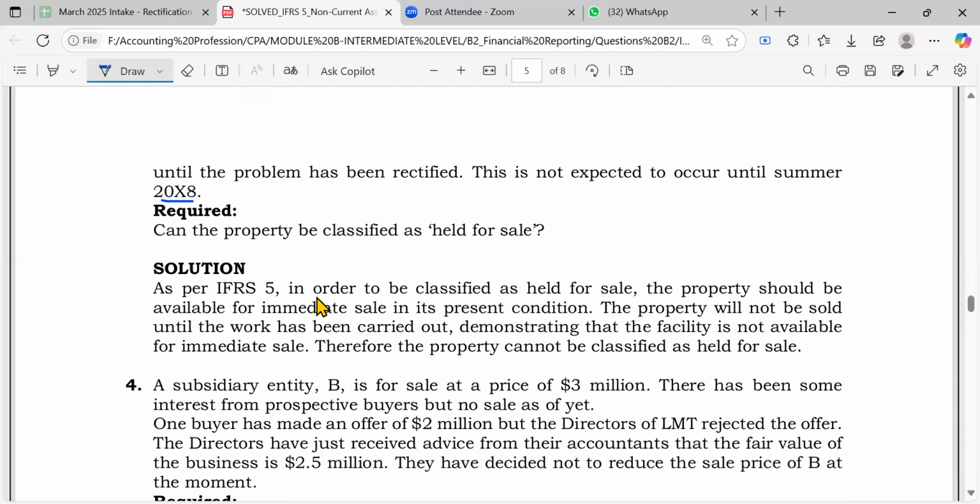It's not supposed to be classified as held for sale because at the beginning we saw what we are supposed to classify. The asset is supposed to be ready at its present condition when we decide to sell it.